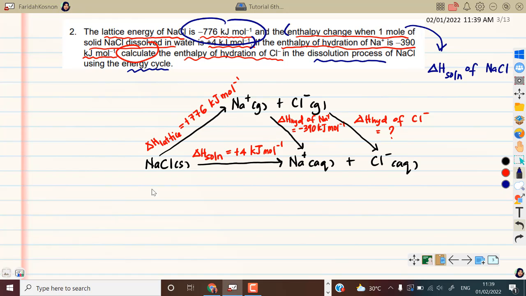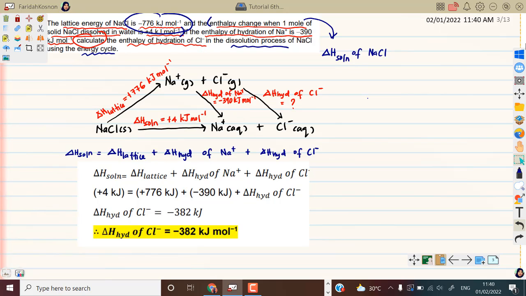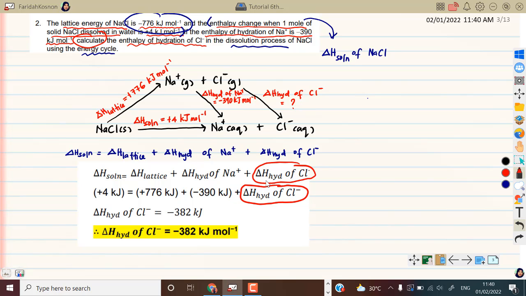And basically, kalau kita lihat di sini, enthalpy of solution adalah sama dengan the sum of lattice energy plus enthalpy of hydration of sodium ion, plus enthalpy of hydration of chloride ion. We are going to apply the Hess's law. Okay, and since we are going to determine the enthalpy of hydration of chlorine, okay, so you have to rearrange the formula and determine the enthalpy of hydration.